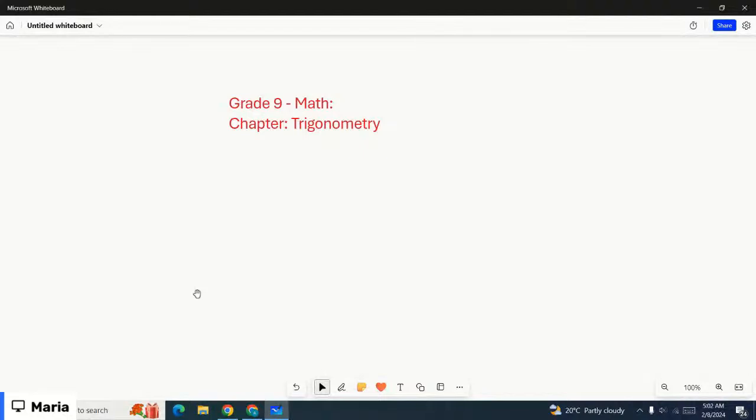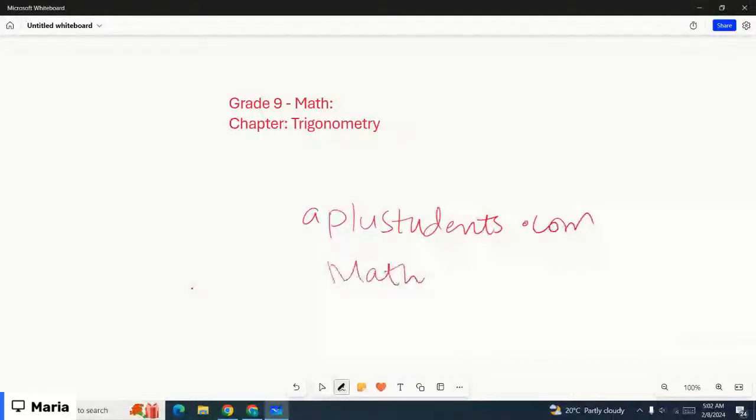You can find all the lessons on aplusstudents.com. You have to log in using your email address, and the password is provided by the administrator. Then select math from the subject tab, scroll down to grade 9, and click on view all lessons. There you can find the list of the chapters.